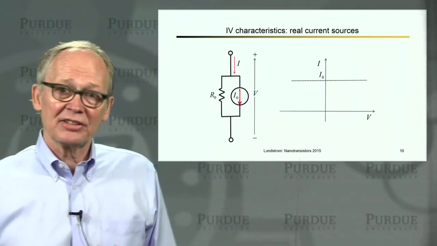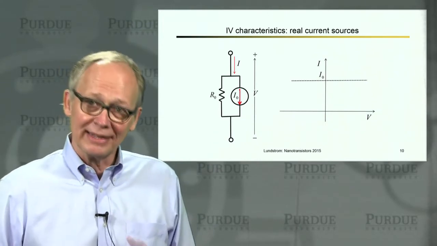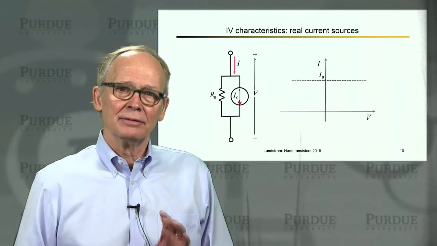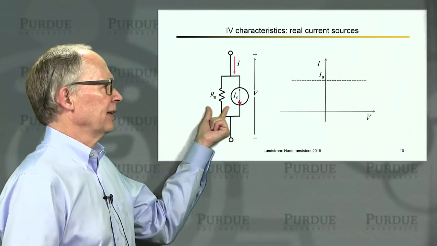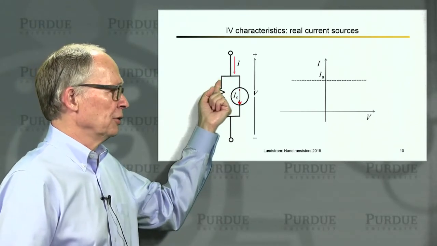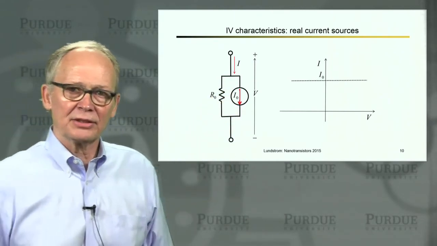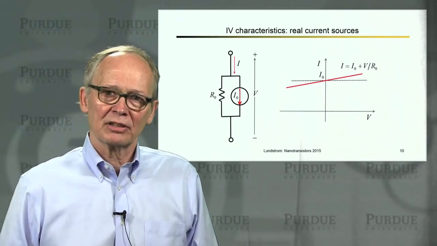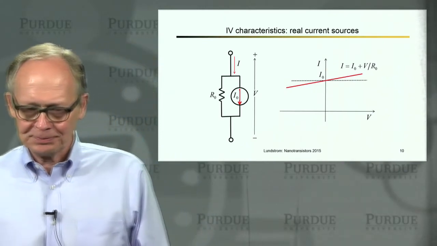Now, of course, there is no such thing as an ideal current source. Electrical engineers can build pretty good ones, but none is ideal. There's always some dependence of the current on the voltage across the two terminals. And the way we can model that is by putting a resistor in parallel with the current source. Now, the larger the voltage across these two terminals, the more current I get through the resistor. So when you sum the two, you get a current versus voltage characteristic that looks like this. We say now that we have some output resistance to the current source.